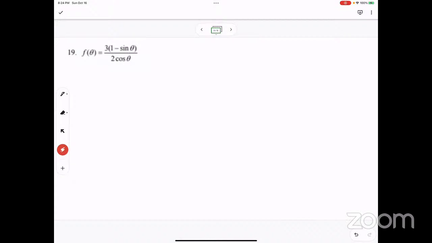You don't really need the product rule for this one. Honestly, you can just take this 3 and this 2, and you can pull those out and leave them in the front of the whole thing if you want. Leave what in front of the whole thing? I'm so sorry. The 3 and the 2.